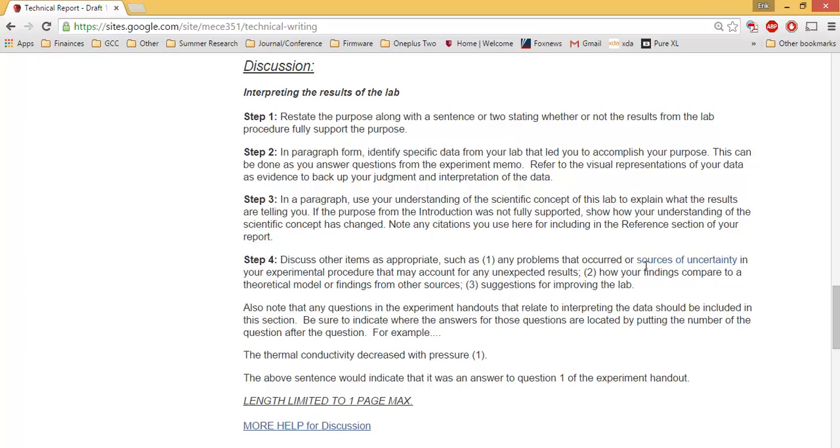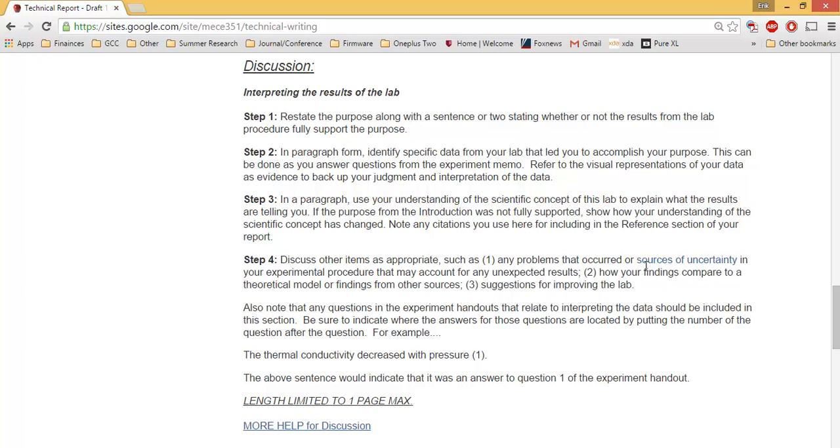You're using the discussion to indicate that. So here are the 4 steps that I have in terms of how to write the discussion. Number 1, restate the purpose along with a sentence or two on whether or not the results of the lab procedure accomplish or fully support the purpose.